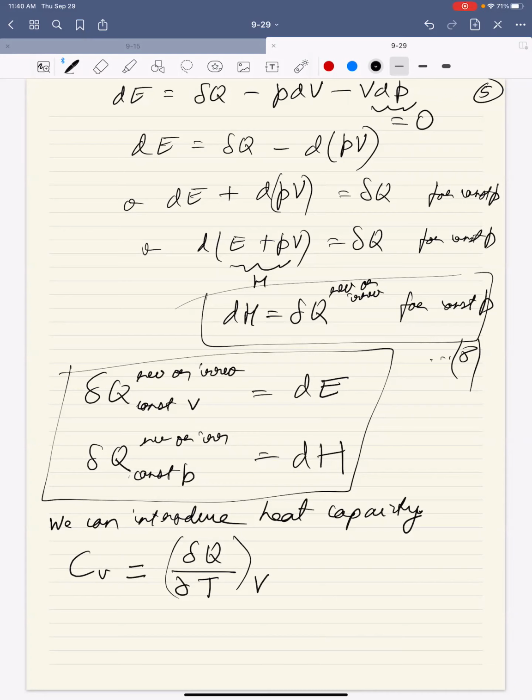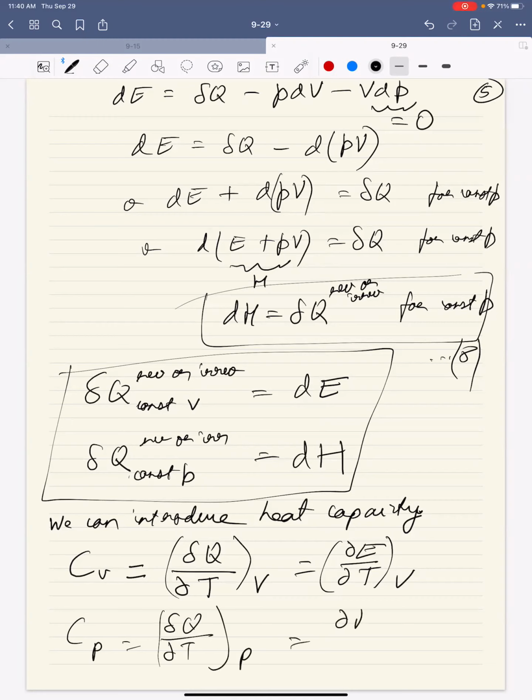Go ahead. Anyone? Yeah. Because it's a constant volume process, so delta Q is a state function. Exactly. This is delta E by delta T at constant volume, right? And you're differentiating E, a state function, with respect to T at constant volume. That's why it's a state function, right? So similarly, Cp, which is delta Q by delta T at constant pressure, is equal to partial H by partial T at constant pressure. And that's also going to be a state function. So these two are state functions.